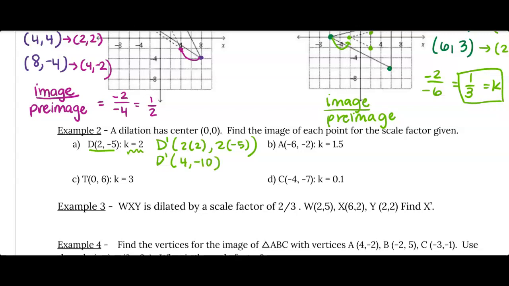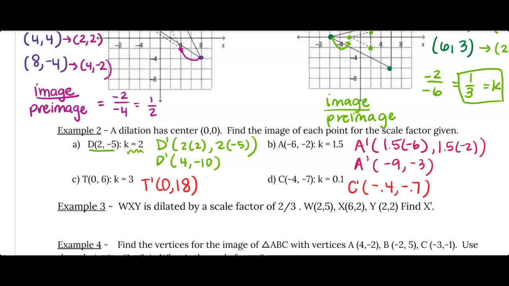It works the same even if it is a decimal. So you can see that A prime will be 1.5 times negative 6 and 1.5 times negative 2. So A prime will be the point (-9, -3). You try and do C and D on your own. Checking your points, you should have gotten that T prime is at (0, 18) and C prime is at (-0.4, -0.7). So just remembering to multiply by your scale factor to both the x and the y. And remembering that that scale factor is always the same for every point in the figure.